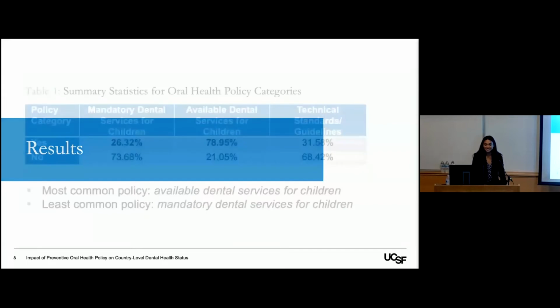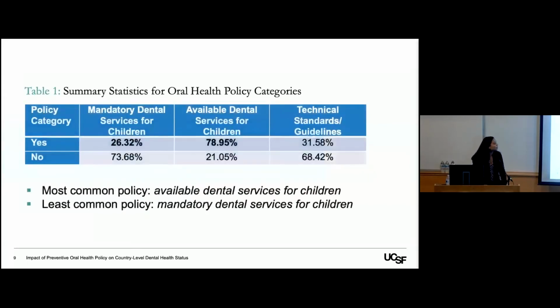So our results. As you can see, our most common policy was available dental services for children, with 78.95% of the countries having these available services. And our least common policy was mandatory services for children, with only 26.32% of countries having an actual law that mandates children receive this care. And this indicates that in many of these countries, resources are there, but they're not necessarily being mandated, and this could contribute to why they're often underutilized.